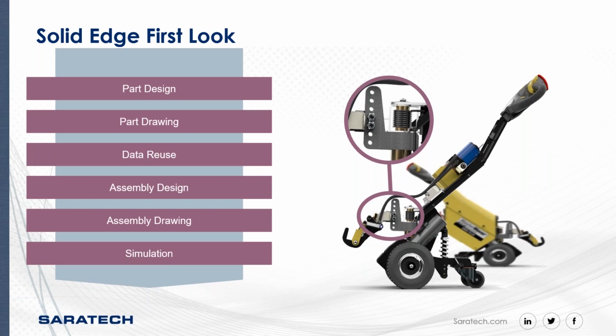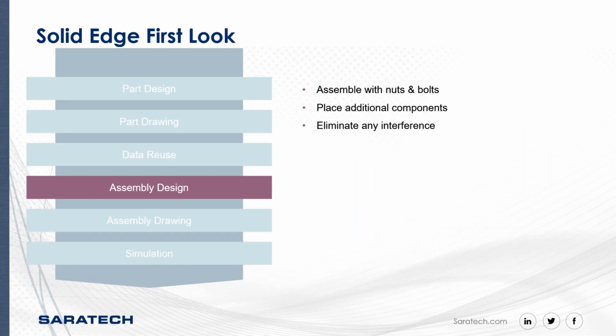What we covered in that section was the part design, the part drawings, and getting into data reuse. If we were looking at some of the legacy data, maybe from AutoCAD or other CAD systems, we brought that in as a 2D drawing and were able to build that geometry. Next, we're going to get into the assembly designs, assembling with our nuts and bolts, placing additional components, maybe eliminating some interference, and making some modifications on the fly during our assembly work.